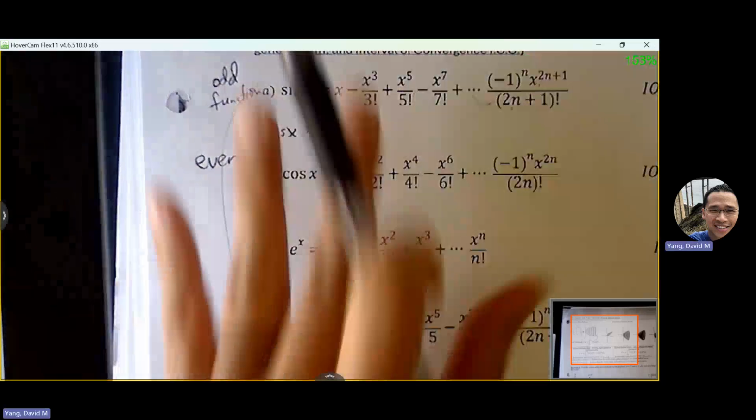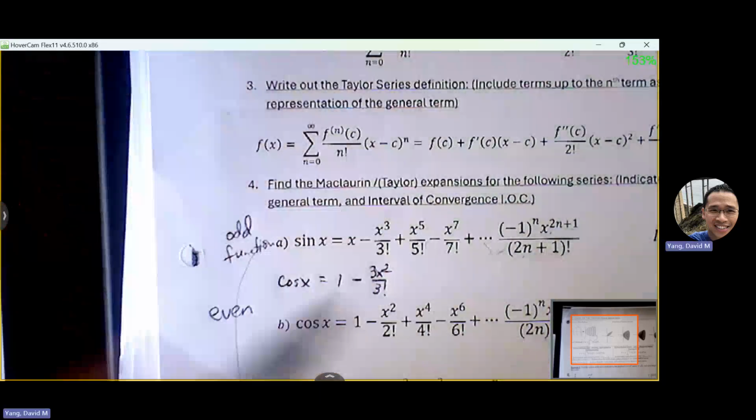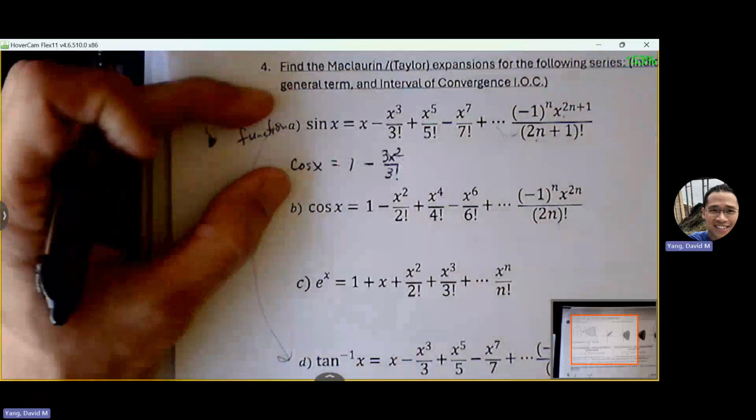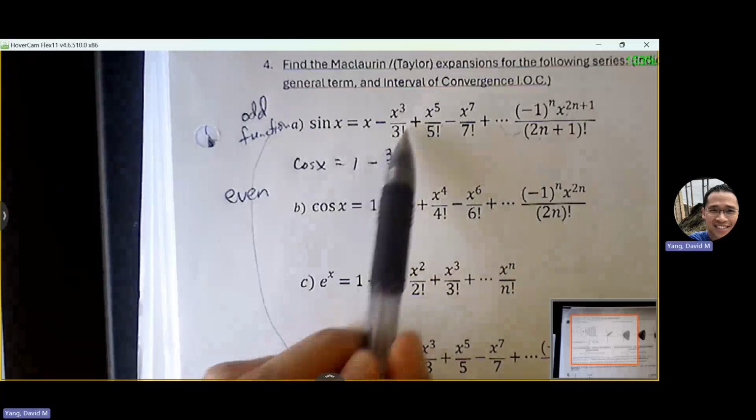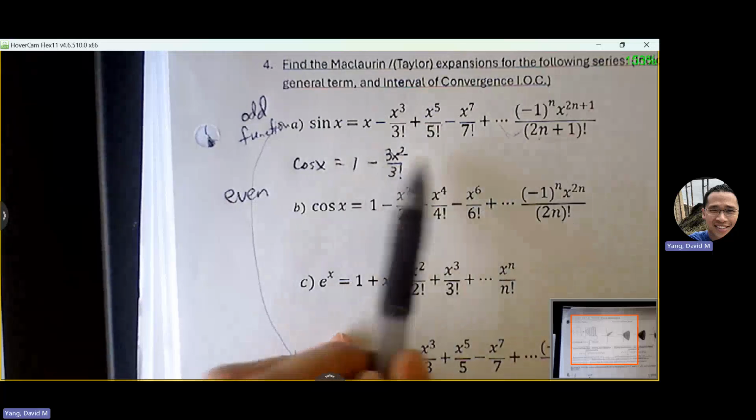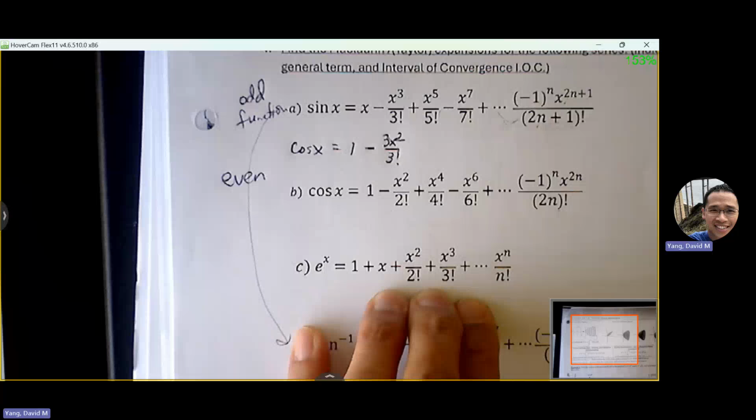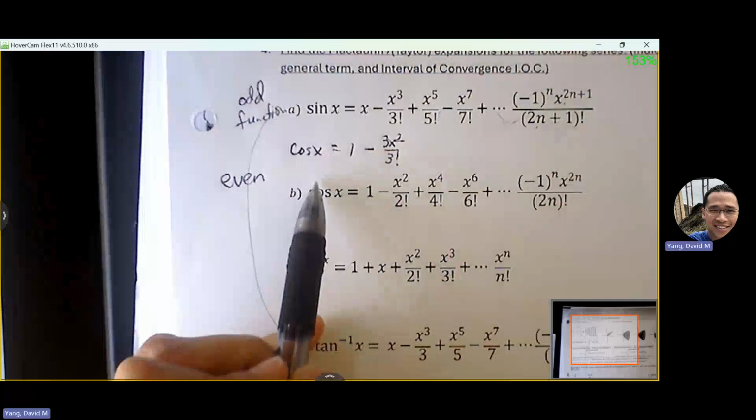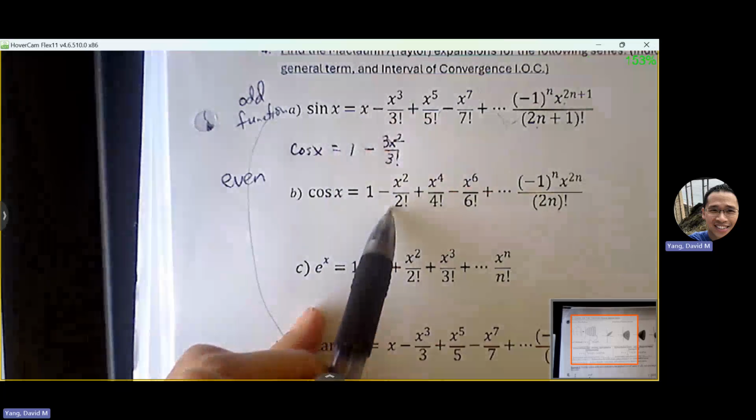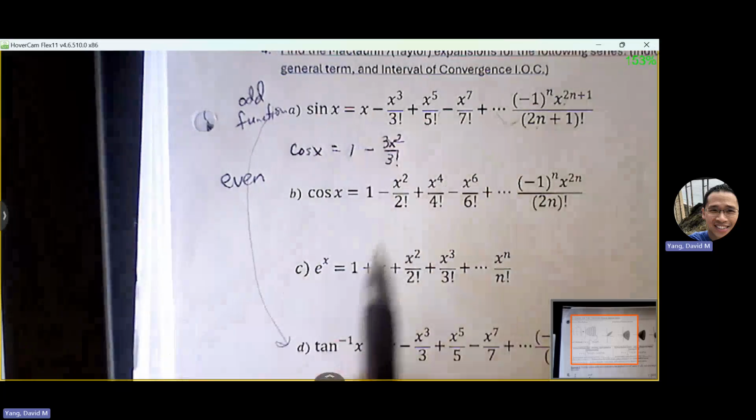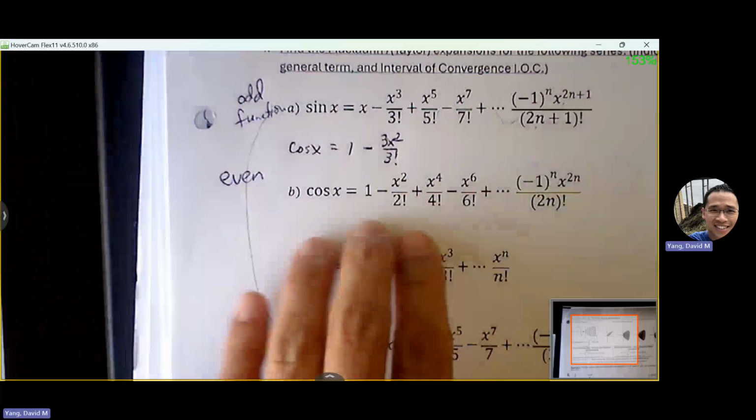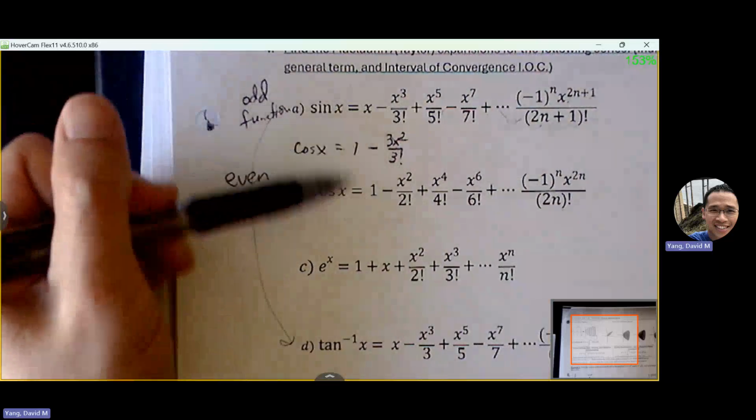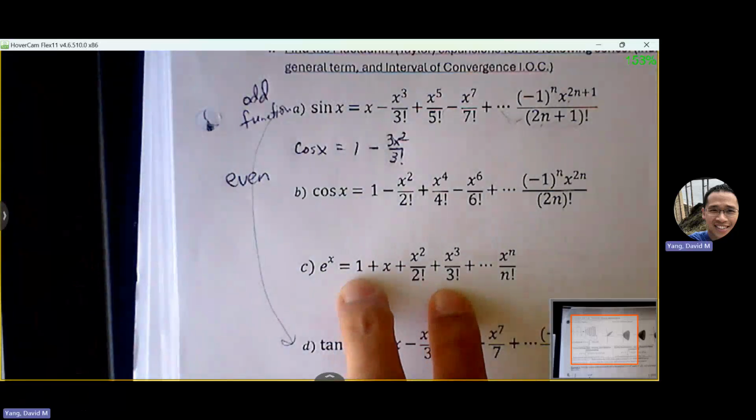Now, e to the x, we found the general term for e to the x, but the nice thing about connecting this with sine and cosine is basically if you combine sine and cosine together and make everything positive, you basically have your e to the x. So start with 1, then 1 plus x squared over 2 factorial plus x cubed over 3 factorial. So it's nice. If you have sine and cosine in front of you, then e to the x is just adding these two together, but then making everything positive.